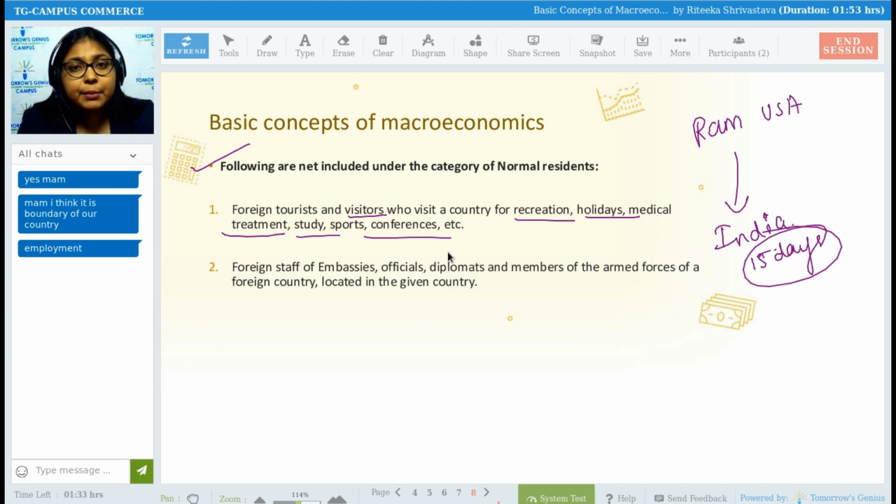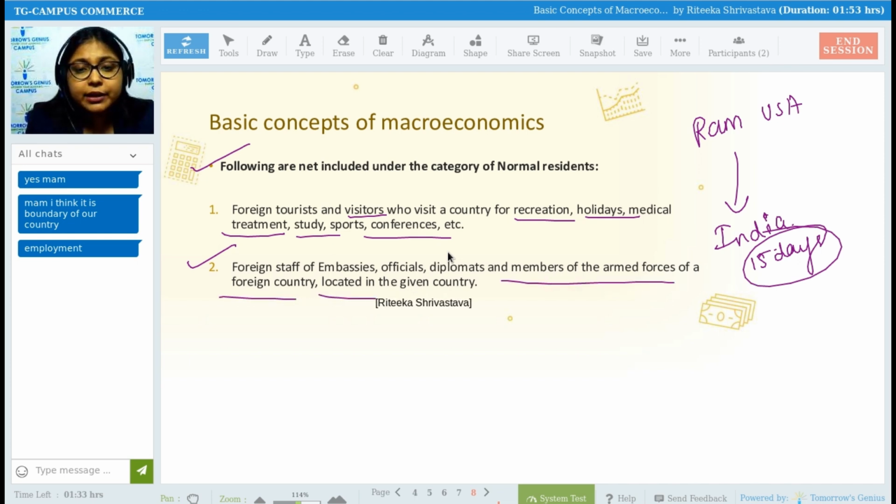So any person who is coming as a tourist just to see India, take a tour of our country, visit our country for any purpose, for sports, for medicinal purpose, for study purpose, then he will not be called a normal resident. Second, foreign staff of embassies, officials, diplomats, members of armed forces of a foreign country located in the given country, again they will not be part of a normal resident.